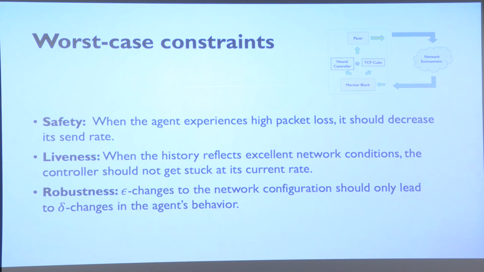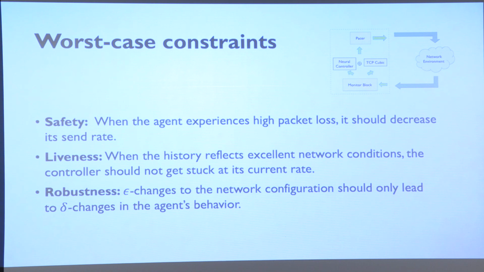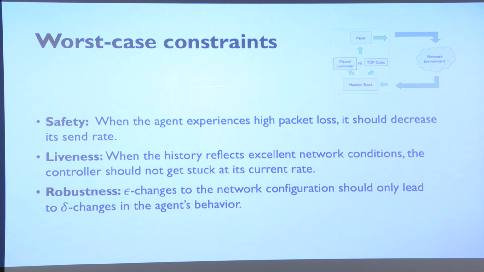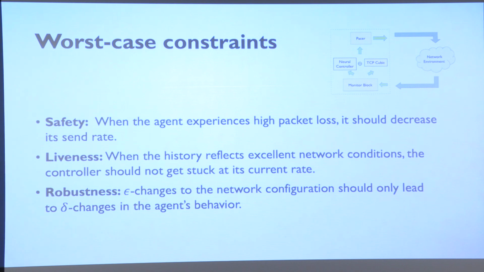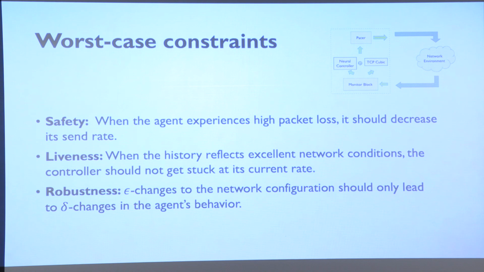Just to connect this back to the application that I mentioned, here are some examples. For example, you can talk about safety properties that say that if the agent is experiencing high packet loss, it should decrease the send rate, because otherwise the network is going to just go down. Or liveness properties that the controller should not get stuck at a certain rate when the network is behaving well. It should try to get better performance out of the system. Okay, so you have these kinds of properties.